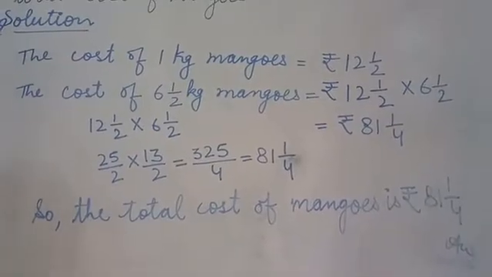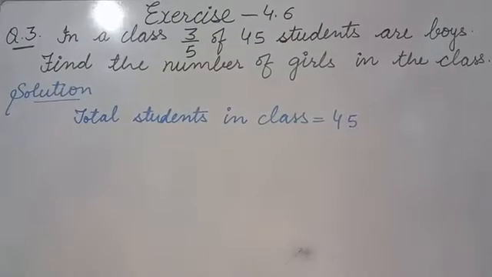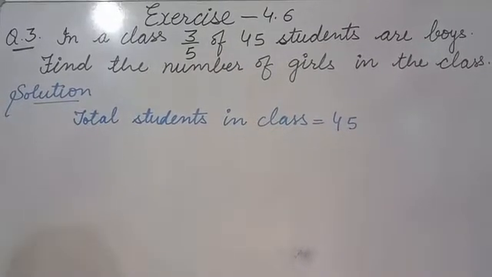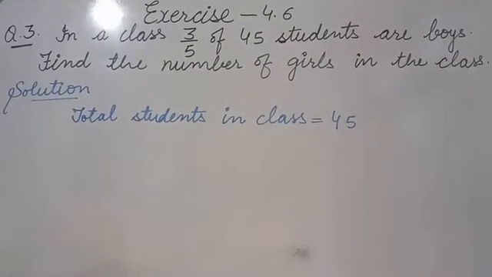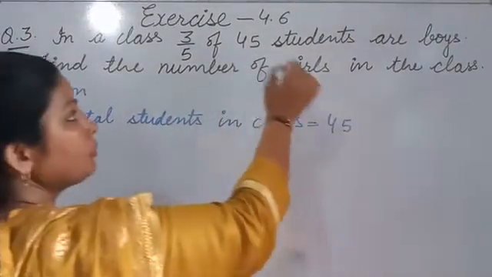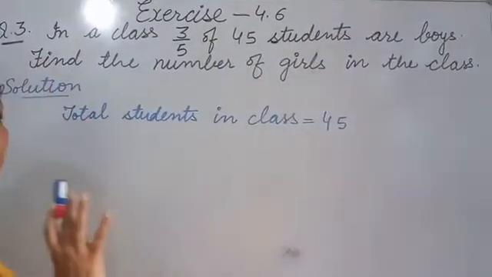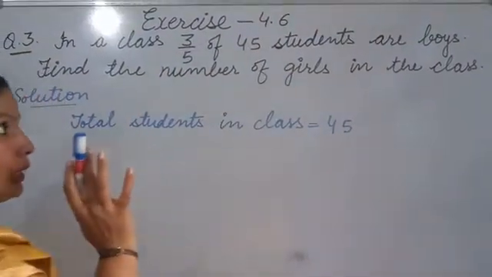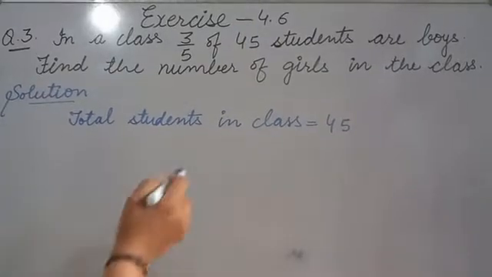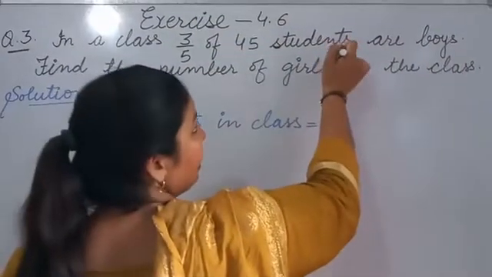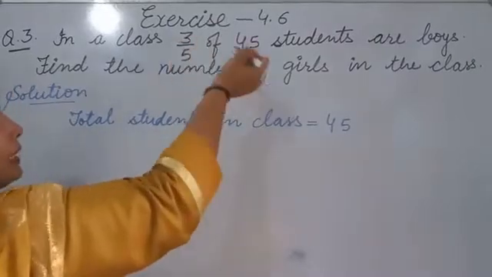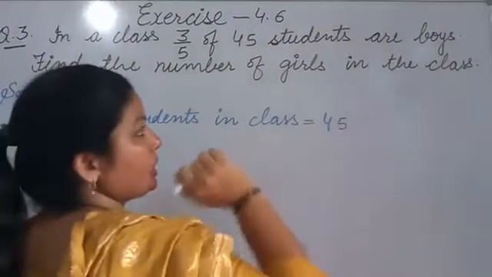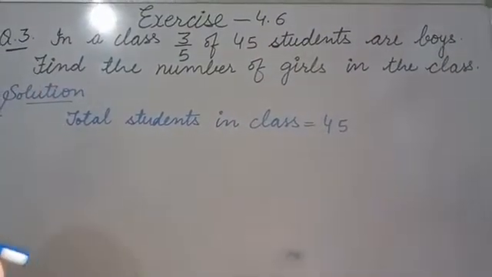Now question number 3. In a class 3 upon 5 of 45 students are boys. There is not given number of boys. This telling that 3 upon 5 of 45, these are the boys. That means total students are 45 and from 45, 3 upon 5 part is boys. Now find the number of girls in the class. So now you have to tell number of girls in the class.